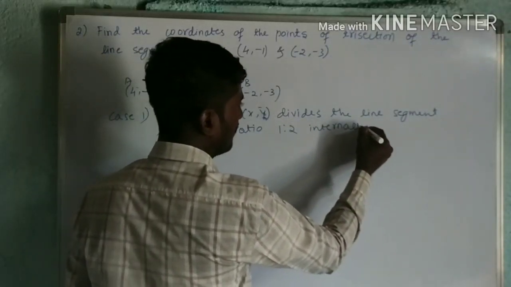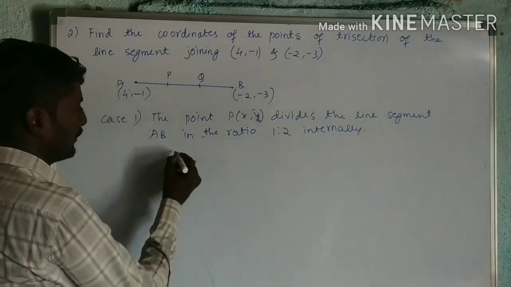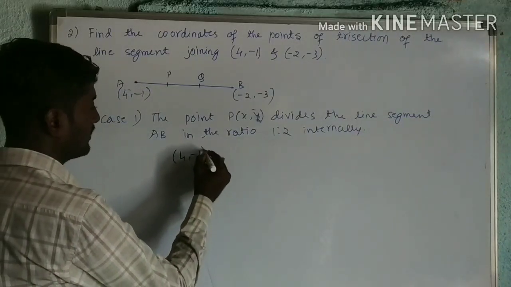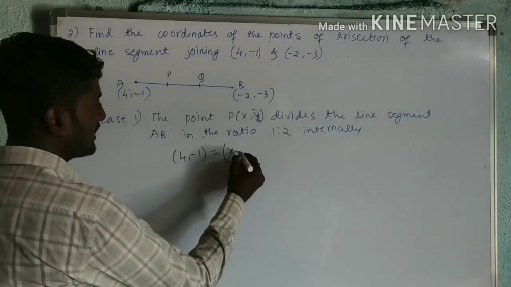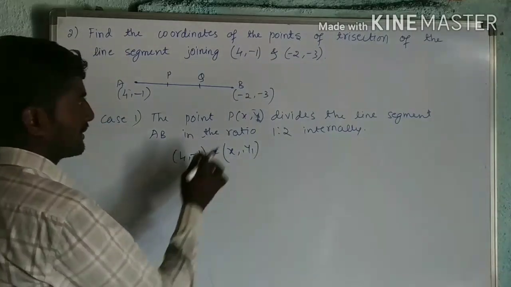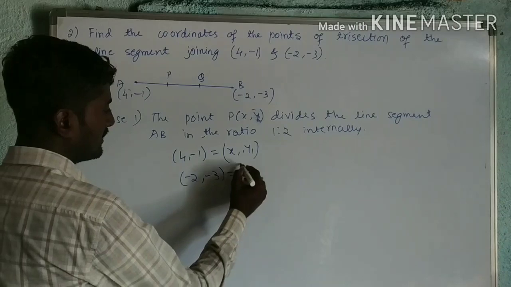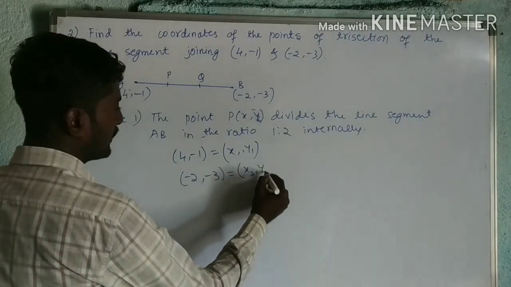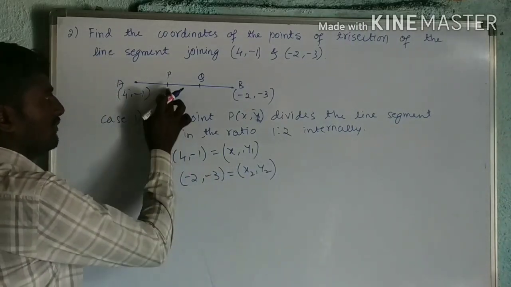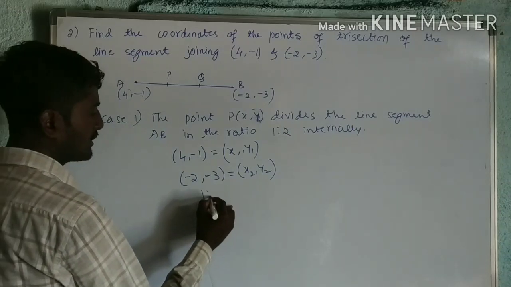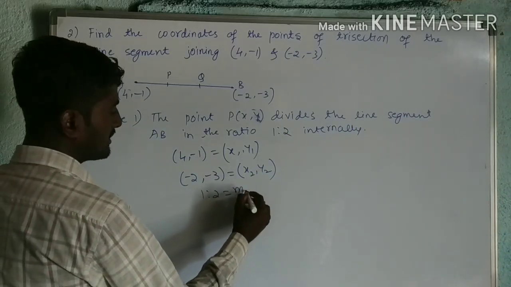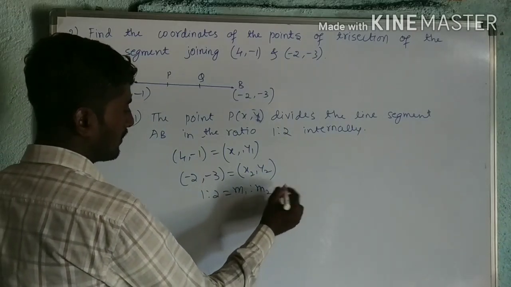Now 4 comma minus 1, I'll take this as x1 comma y1, the first point. Second point, minus 2 comma minus 3, that is x2 comma y2. Now the ratio for the point P is 1:2. I'll take this as M1:M2.